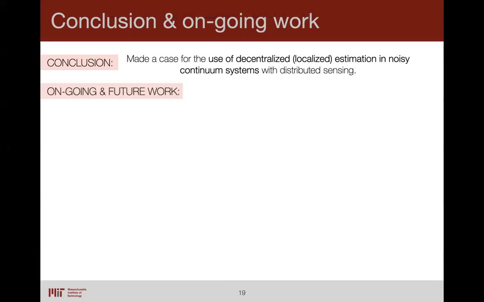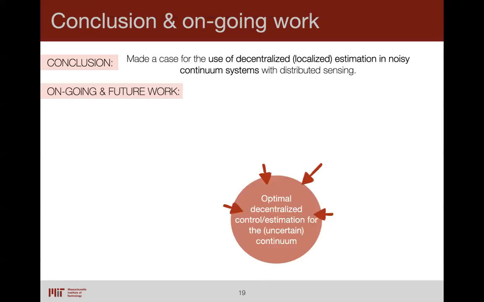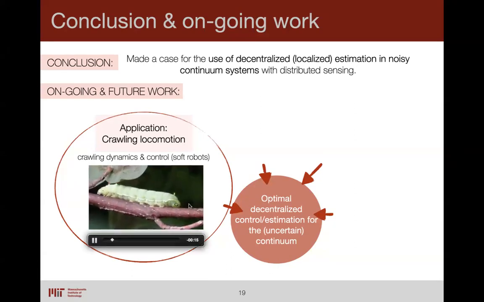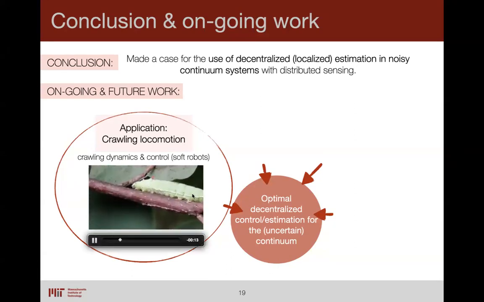So now, moving forward, there are a lot of directions to follow. All of them would have the ultimate goal of designing optimal decentralized control and estimation architectures for these continuum systems, especially when there is uncertainty in them. One direction that we are starting now, a fun project with a student here at Princeton, is the application of this to crawling locomotion. This is one of the reasons why I was showing you this tiny worm all the time. This is actually pretty nice. This is how these worms move. This is the propagation of the waves around the body.